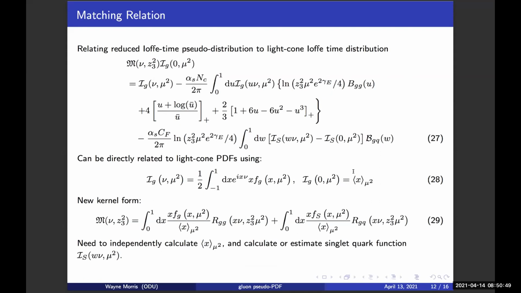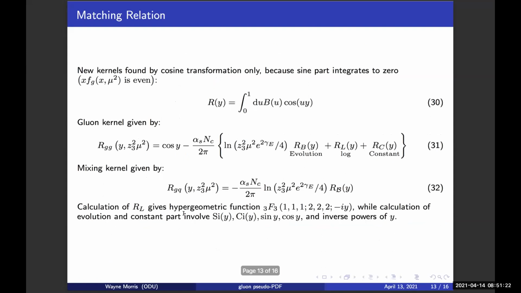And so using these relationships, we can put this matching relation into a new form in terms of the light cone PDFs, where we have these new R kernels, these moments X, and this reduced Ioffe time distribution, and our gluon and singlet quark functions. And so the next step would be to independently calculate your moment and use some estimate for the singlet quark function, and then you can fit for the gluon distribution.